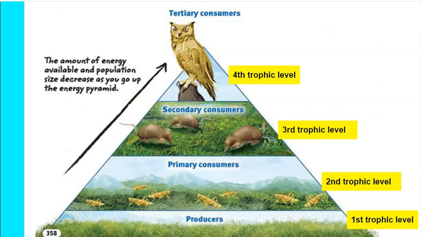All right, so here's an energy pyramid that they have in your book. It says the amount of energy available and population size decrease as you go up the energy pyramid. That's what it says right there on the left. You have a producer, primary consumer, secondary consumer, tertiary consumer with that owl. And you see first trophic level, second trophic level, third trophic level, fourth trophic level. So that is a 4-link food chain, 4 trophic levels, right? Starting with that producer.